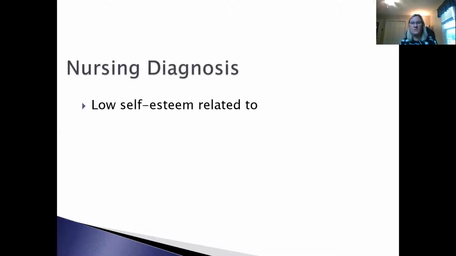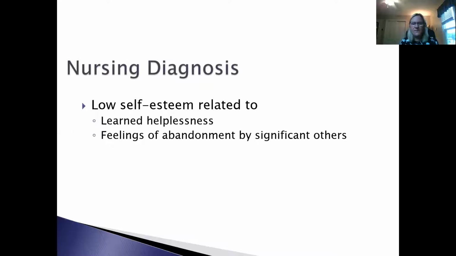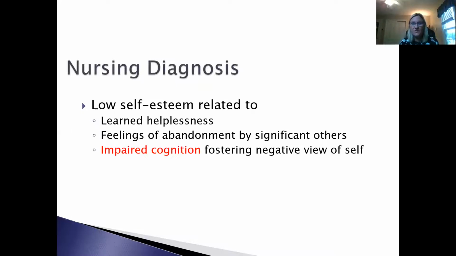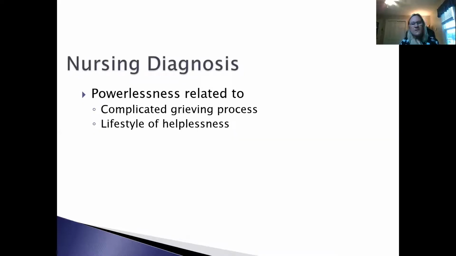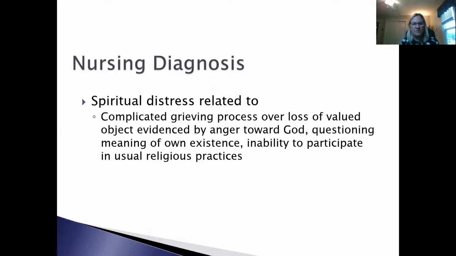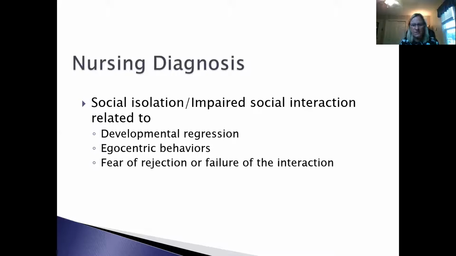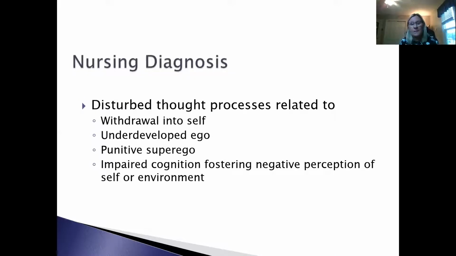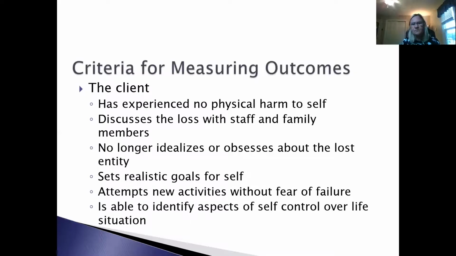So diagnoses we could have are low self-esteem, learned helplessness, feelings of abandonment by significant others, impaired cognition, negative view of self, powerlessness, and helplessness, hopelessness. We have spiritual distress, social isolation. All of these are things that we could put in our plan of care. Disturbed thought processes, especially if we're really having significant anxiety and we're losing sense of self and losing touch with reality.